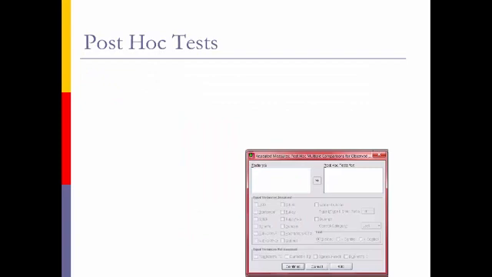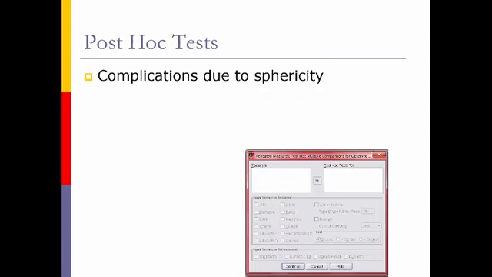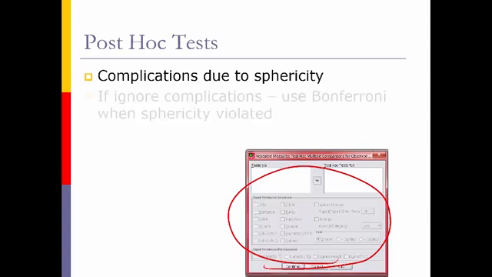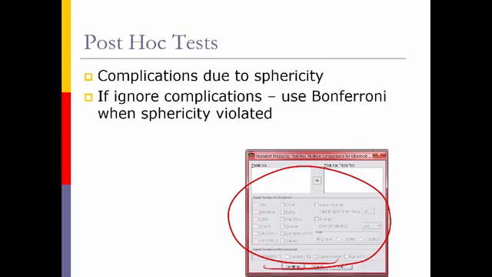Post hoc test, there's some complications because of sphericity. And when you pull up the post hoc, you see that you can't do anything here. It's blank. If you ignore your complications, you can use the Bonferroni. If you don't violate sphericity, you can use the Tukey. But they can't be done in this screen.